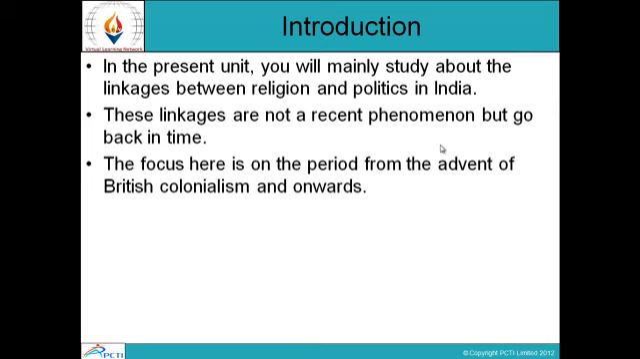Now, the introduction. In this present unit, you'll mainly study the linkages between religion and politics in India, that is, how religion and politics are linked together. These linkages are not a recent phenomenon but go back in time. They are not the thing of today; they actually have a history, of how religion as well as politics were linked together. The focus here is on the period from the advent of British colonialism onwards. So when the Britishers came over here and their colonialism started, from there on the focus is on that.